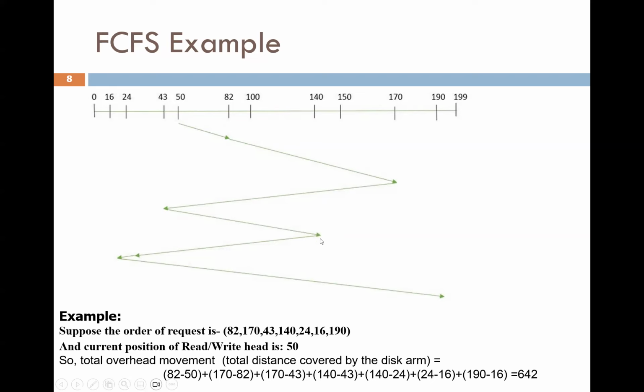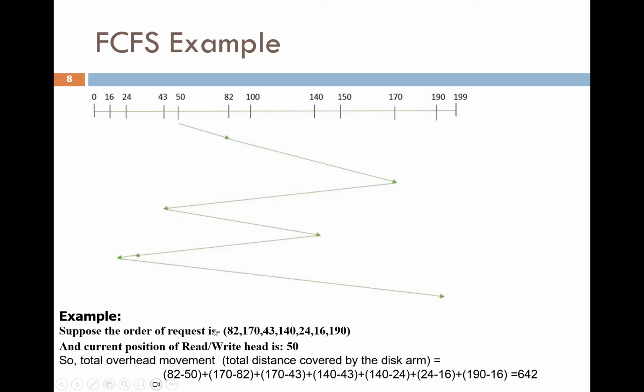Then from 140, the next request is 24. So it will traverse all the way from 140 to the 24 head track, and from 24 it will go to 16, and from 16 it will go to the last request, that is 190. So this is the FCFS illustration given here diagrammatically.